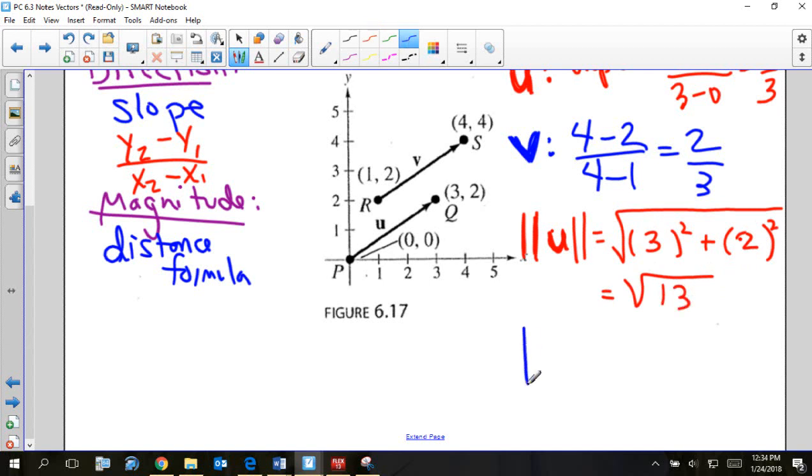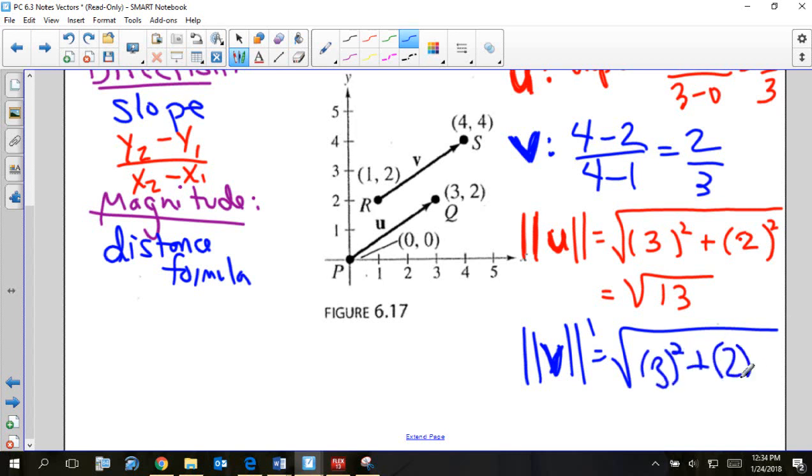And for v, we'll do the magnitude of v. Same thing, we've already done x2 minus x1, which was 3. And then y2 minus y1 is 2. And we get square root of 13. So those are the same.